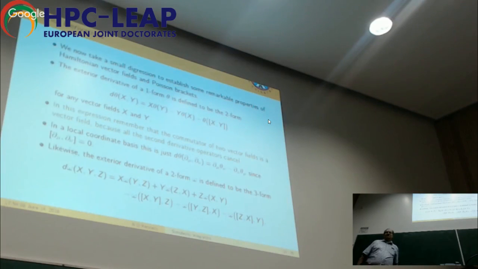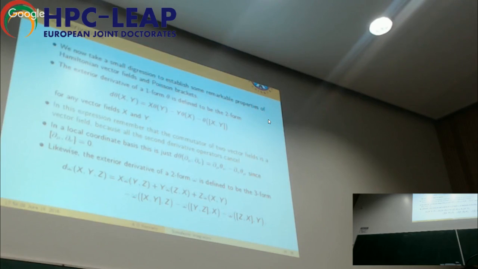Now let's come back to these exterior derivatives, which we discussed a bit before. So we're going to take a small digression to find out some remarkable properties of Hamiltonian vector fields and Poisson brackets. Surprisingly, not only would classical mechanics come out to have nice properties, but it turns out so will our discrete integrators, which is why we're going into all this fancy stuff.